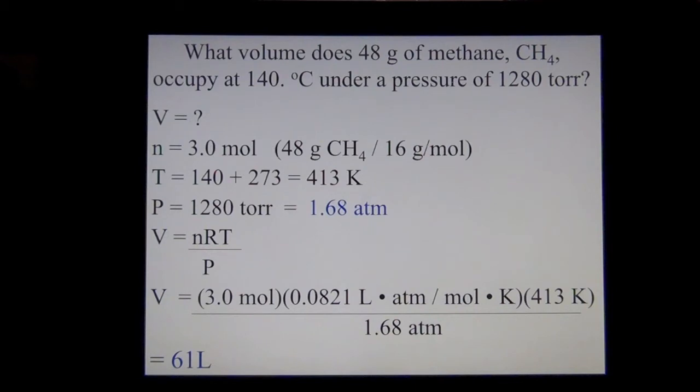So if you take your ideal gas law, PV equals nRT, and algebraically rearrange to solve for volume, you'd have what we see in front of us, that volume is equal to nRT divided by P. So if you plug in all the values up above, plug in your moles, the universal gas law constant, our temperature in Kelvin, and our pressure in atmospheres, we'll be able to calculate the volume of methane at the conditions stated. And in this case, this is going to be 61 liters.